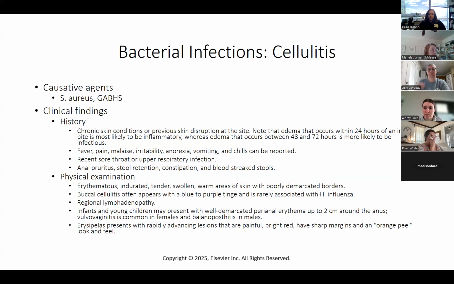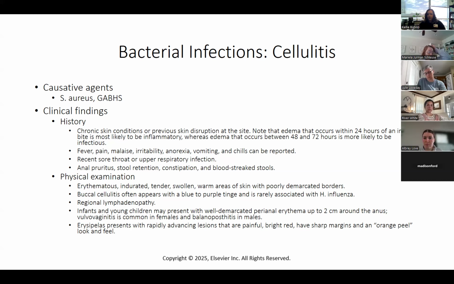They often will have a recent sore throat or a URI, and if you think about the organisms that cause it, that makes sense. On physical exam, there's this erythematous area that's indurated, tender, swollen, and warm, but it doesn't have well demarcated borders. It's not like an abscess that's pretty well demarcated. It's more of a generalized area that's really red, swollen, tender, and warm. Buccal cellulitis often appears with a blue to purple tinge.